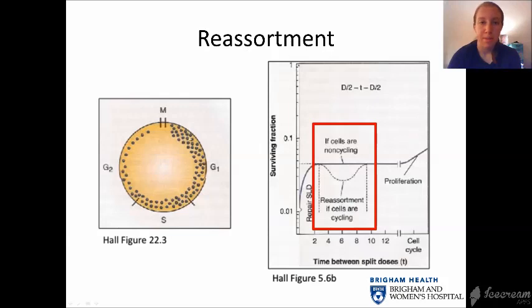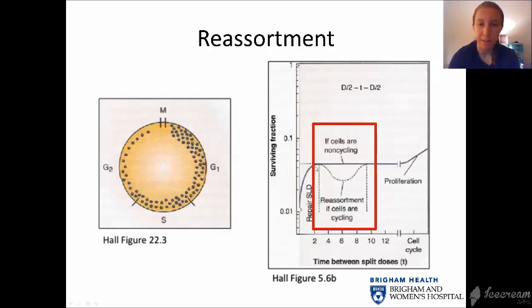And then there's reassortment. I talked about how the different phases of the cell cycle respond to radiation, where mitosis would be the most radiosensitive, and then the S phase, particularly the end of the S phase, would be the most radioresistant.